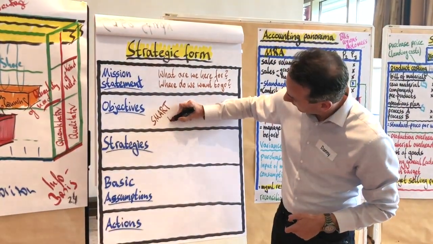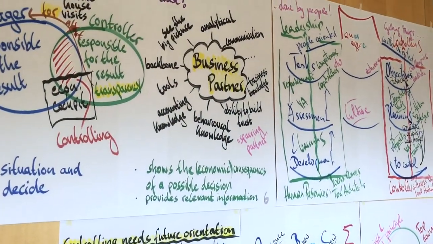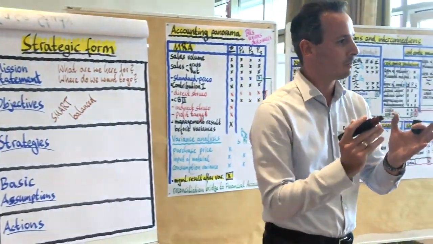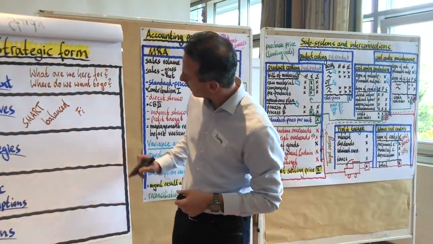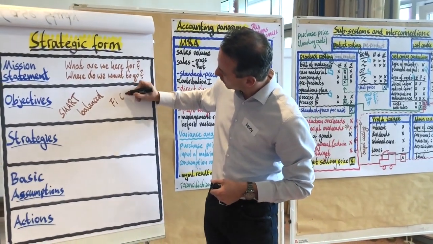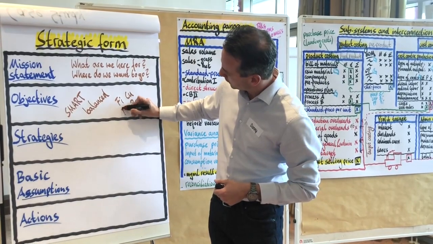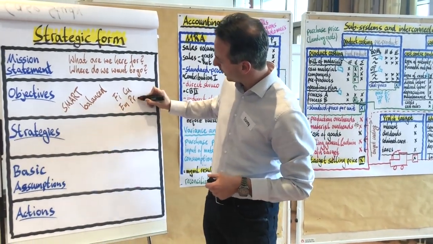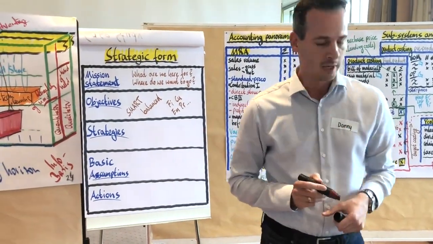Objectives should be balanced. That means not only having financial objectives, which are important for sure, on the one hand, but on the other hand, you think about more customer objectives, process objectives, and employee objectives, for example. Or you can add other kinds of objectives that are important for your company and your business.